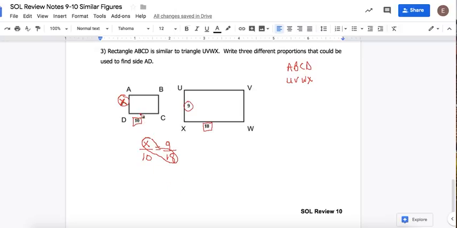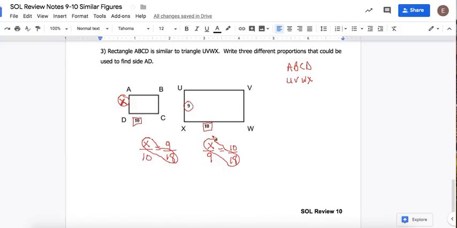Now we're going to set up another one. We're going to go short side over short side. So x over 9. And remember, we have to stay consistent, so then I can't go big figure over small figure. Since I started with small figure over big figure, I have to go small figure over big figure. So we're going long side over long side, 10 over 18. And notice, once again, the 18 is diagonal to the x.